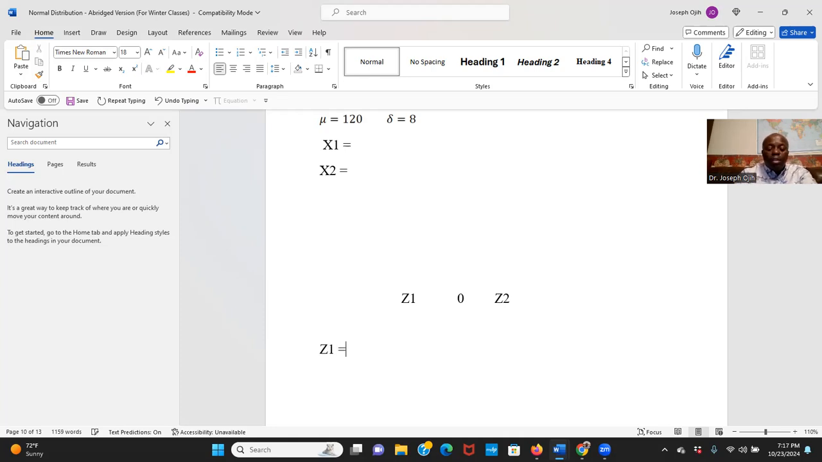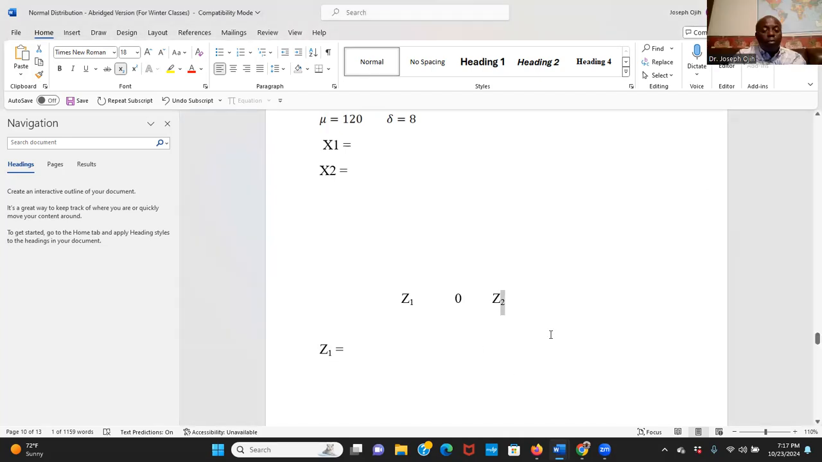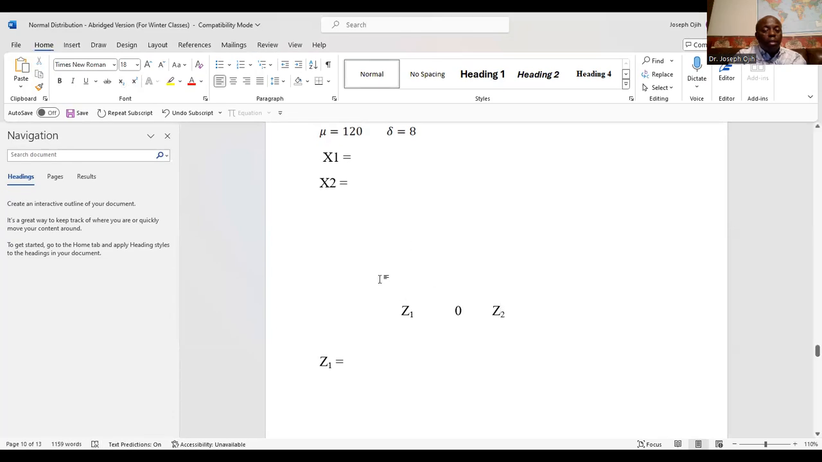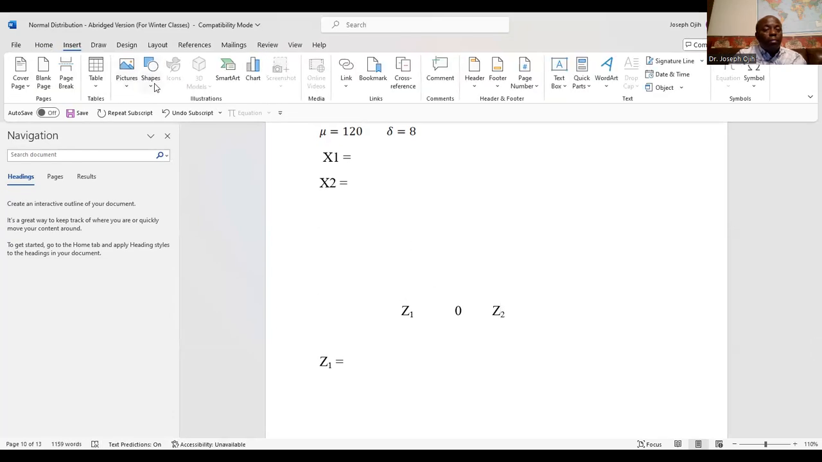Okay. So let me just make this adjustment, and we go from there. So we have Z1 and Z2, sent to X1 and X2. Okay. So we can put the bell curve. Let's draw the x-axis first.